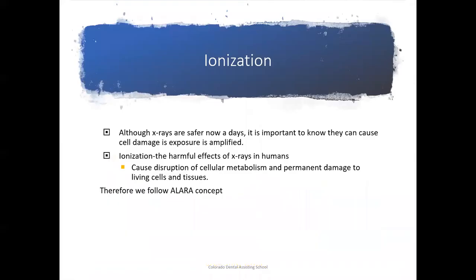Ionization. Although x-rays are safer nowadays, it is important to know they can cause cell damage if exposure is amplified. So ionization is the harmful effects of x-rays in humans. You did read about this in your chapters in your textbook. So please, if you have any questions, let us know. We are happy to answer any questions you might have from the homework reading. The cause is a disruption of cellular metabolism and permanent damage to the living cells and tissues.